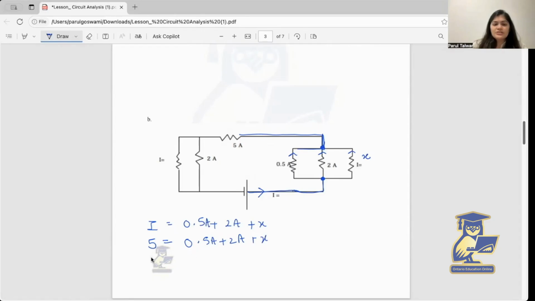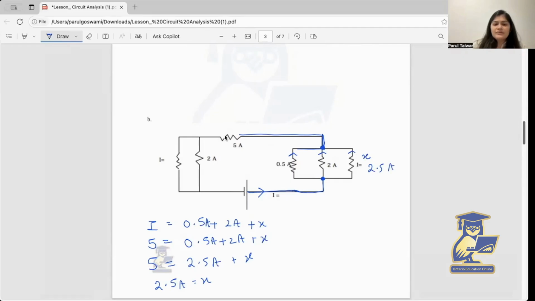So now we can just determine the value of X. So 5 equals, I can just solve this, 0.5 and 2 is 2.5 ampere plus X. So X is going to be 5 minus 2.5, which will give us 2.5 ampere. So the current in the third branch that we have calculated is 2.5 ampere.